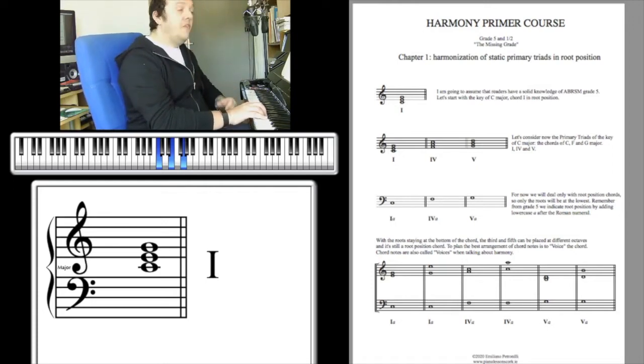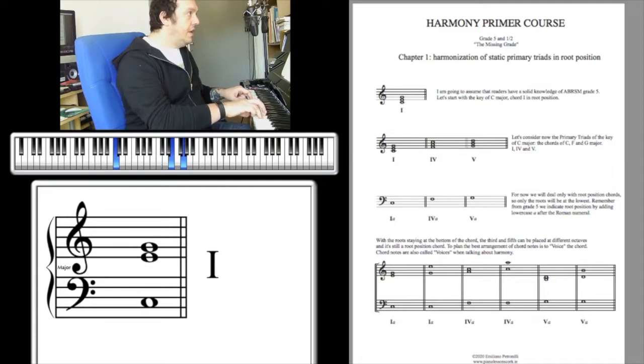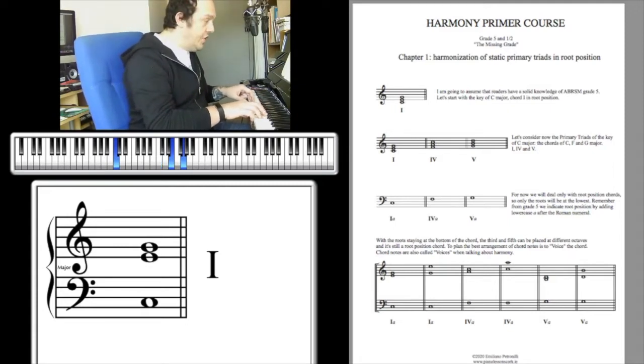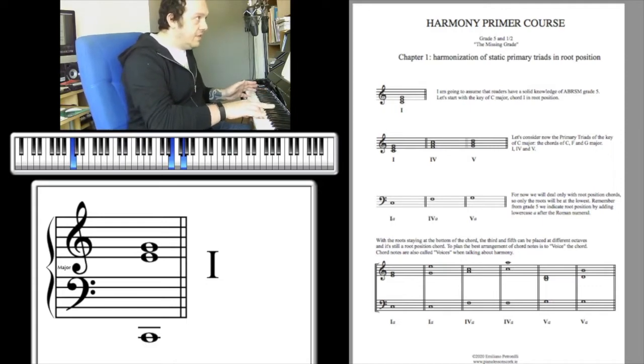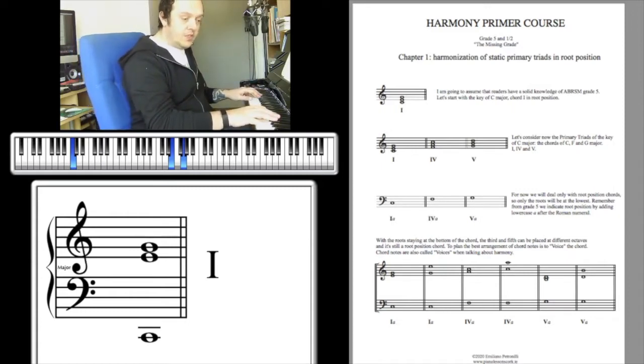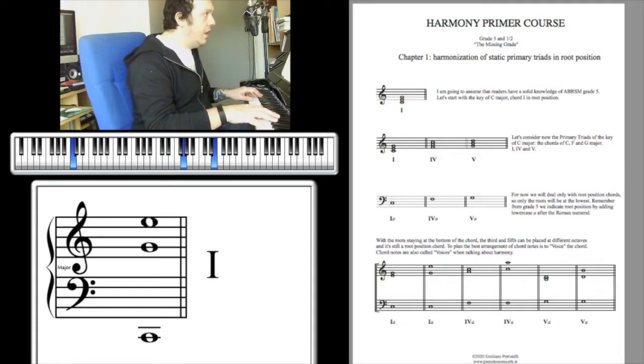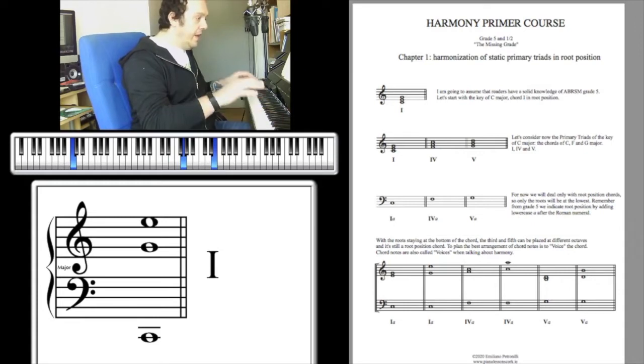So, for example, if this bass note, if this C there is down there, see, that is still chord 1 in root position, right? It could go lower. As long as the C is at the very bottom, it's still chord 1 in root position. Now, same goes for the top notes. You see, if I take the E, the third, and I put it there, still chord 1 in root position, and so on.